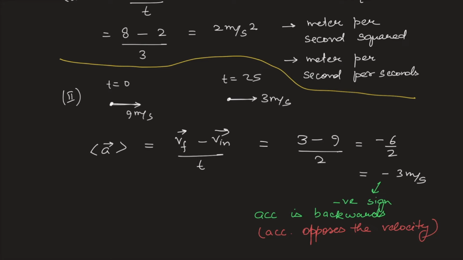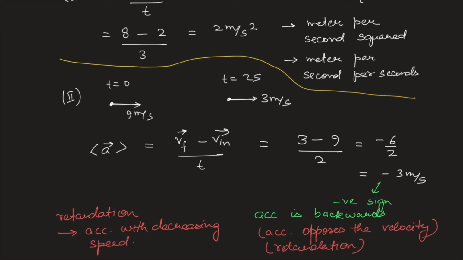Sometimes this is also called retardation. Now retardation is another name for acceleration where the speed is decreasing. Retardation is acceleration when speed is decreasing. Acceleration with decreasing speed. So that would be one way to write it. Retardation is acceleration with decreasing speed.